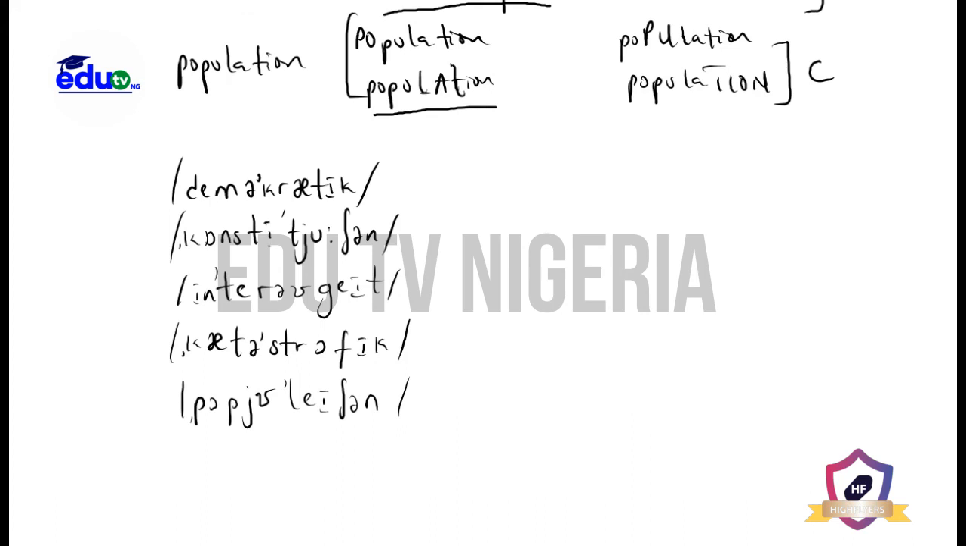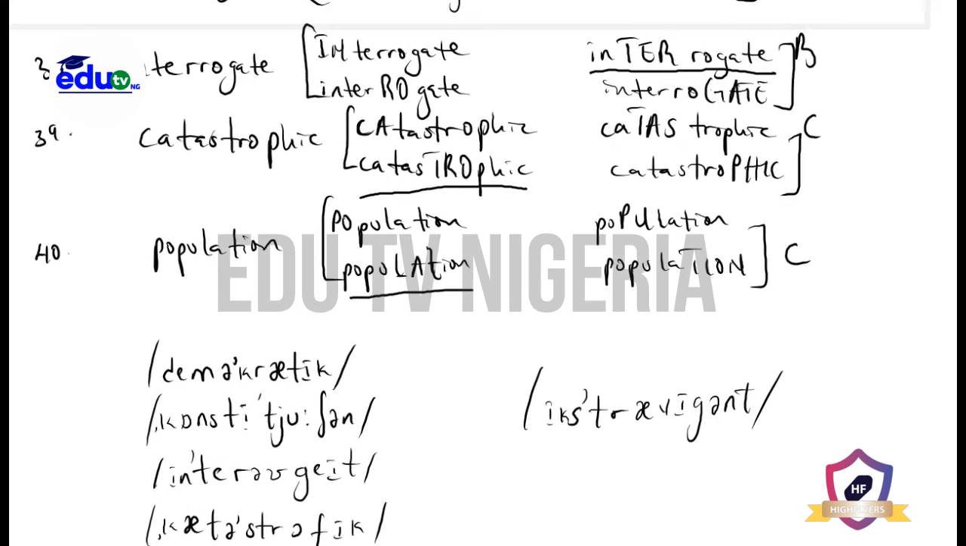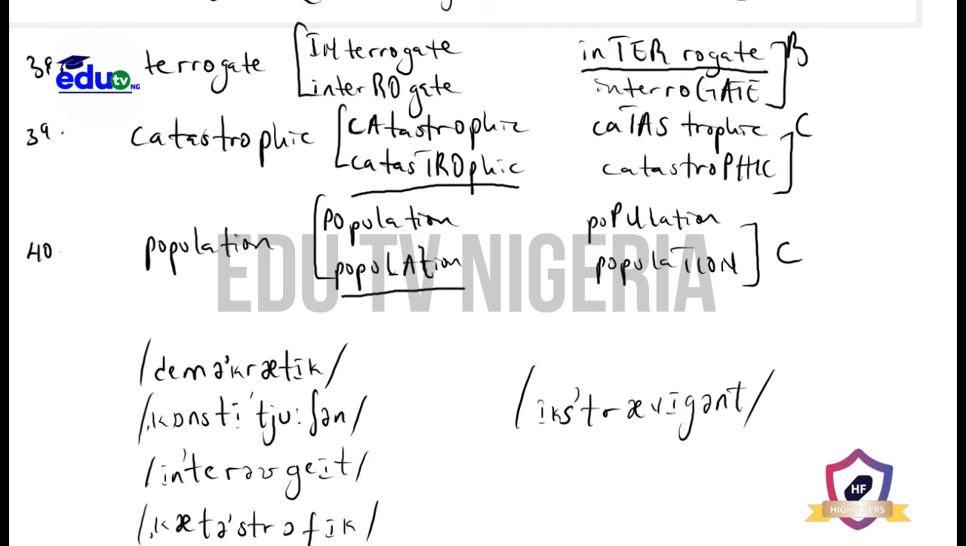Oh, sorry, I missed a word, extravagant. So extravagant is transcribed like this. So we have democratic, constitution, interrogate, catastrophic, population, and then extravagant. That's all about stress, especially the one focusing on the correctly stressed syllable of a particular word.